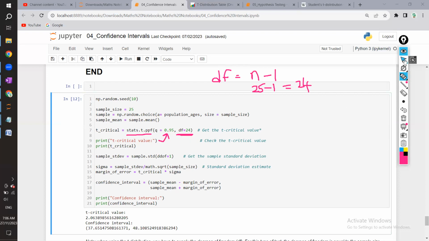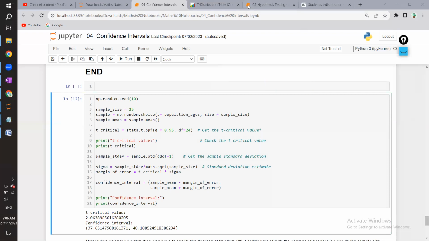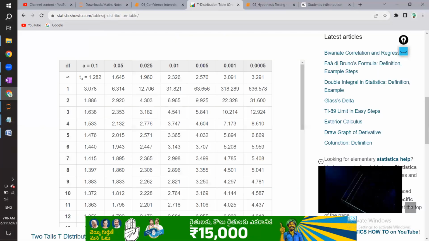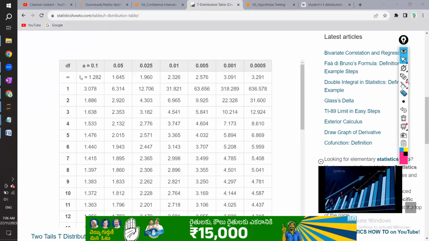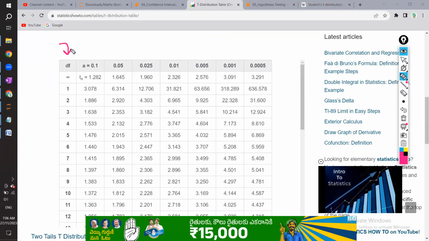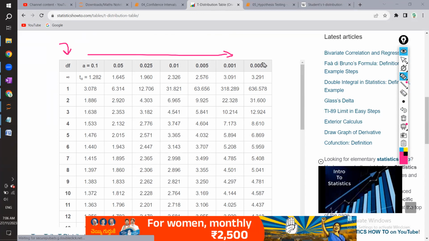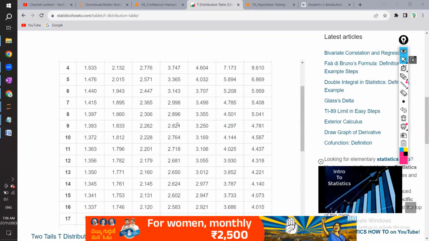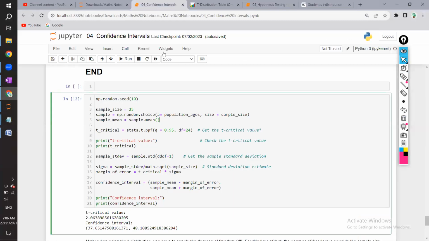Now, just like how you went for the Z table, you can go for the t table. You have the t distribution table. As you can clearly see, you'll have two things: one is degrees of freedom, and the remaining thing is the significance value. Now over here, our degrees of freedom is 24. And from this, how will you get the alpha value, guys?